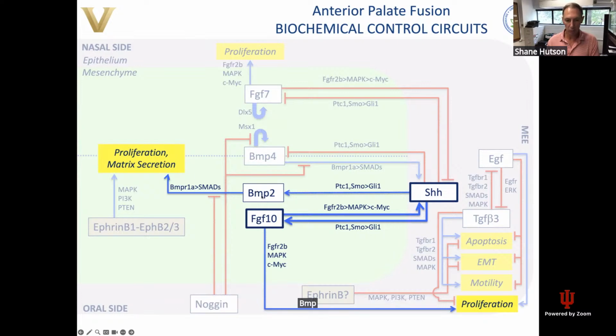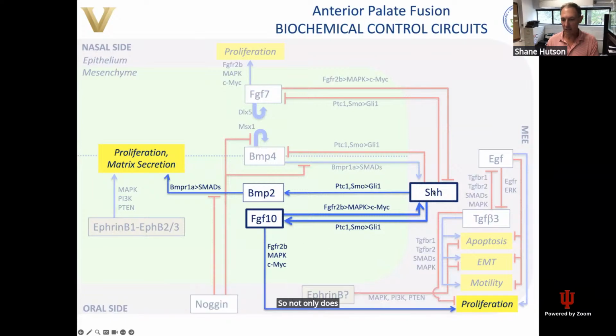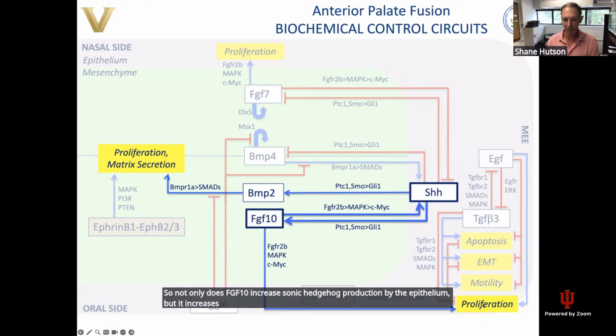And then in contrast, I should say we got a little bit extra here. BMP2 also plays a role in the mesenchyme, is linked to this in proliferation and matrix secretion by these mesenchymal cells. And FGF10 also induces proliferation of cells out here in the epithelium. So not only does FGF10 increase sonic hedgehog production by the epithelium, but it increases proliferation of the epithelial cells itself.